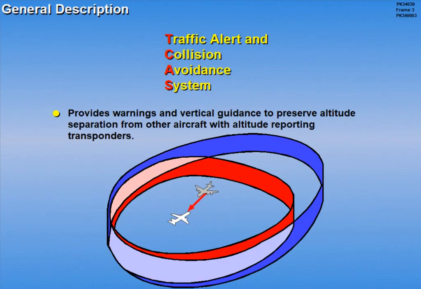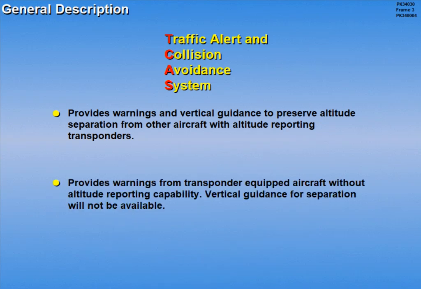TCAS provides warnings and vertical guidance to preserve altitude separation from other aircraft with altitude reporting transponders. TCAS will also provide warnings from transponder-equipped aircraft without altitude reporting capability. However, vertical guidance for separation will not be available.